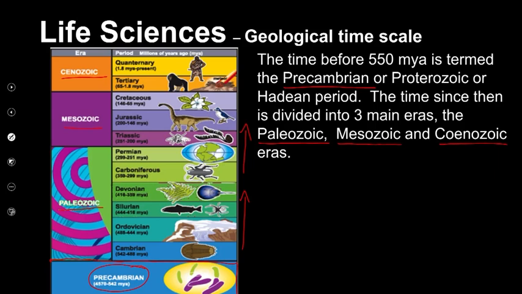And if we look, we can see pictures. These pictures show some of the common types of living things which existed at the time. And as you can see from the Cambrian period to now, the living things are very, very different. And what we're going to look at is how life changed as time went by.